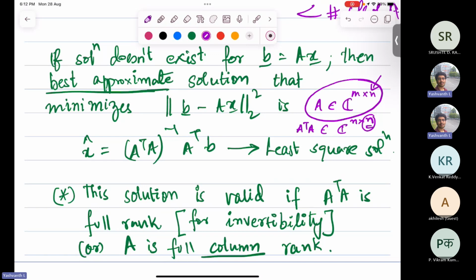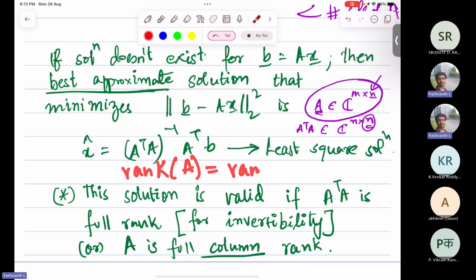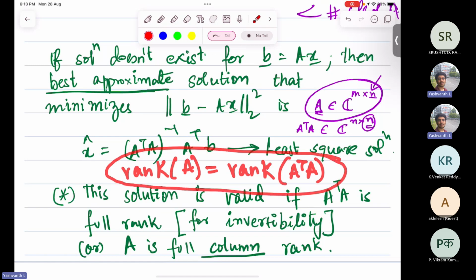Suppose I can show that the original matrix A is full column rank, that is, the rank of A is equal to n. Then there is a fact that says that the rank of any matrix A is equal to the rank of A transpose A. It's a fact. Today we will solve this problem. A very, very important fact: rank of any matrix A is equal to rank of A transpose A.